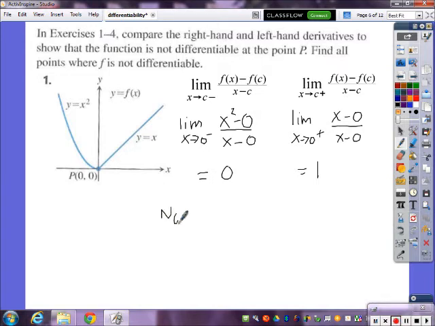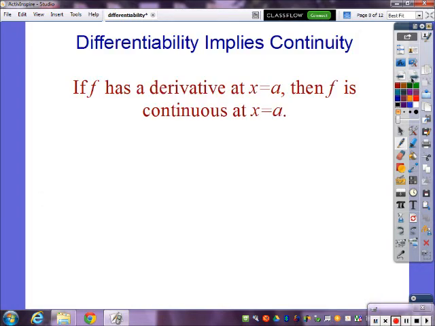So not differentiable at P. And so not only have I arrived at the conclusion I knew I would arrive at, but I've supported it algebraically. I have proof. Okay? So that is one type of problem we're looking at with differentiability.